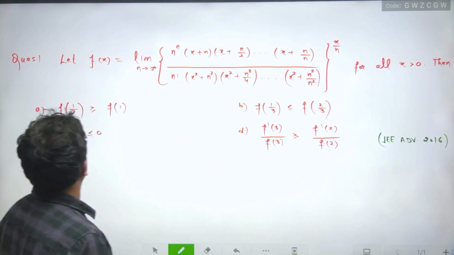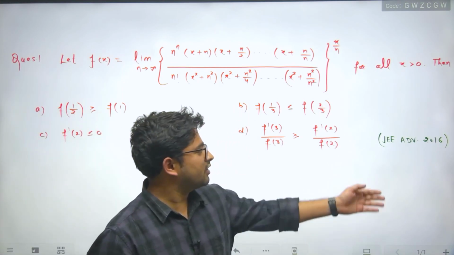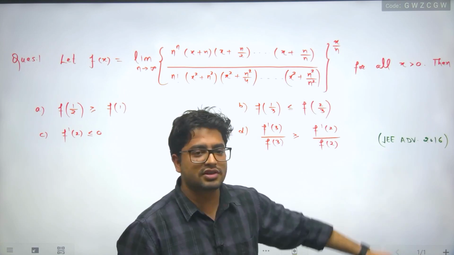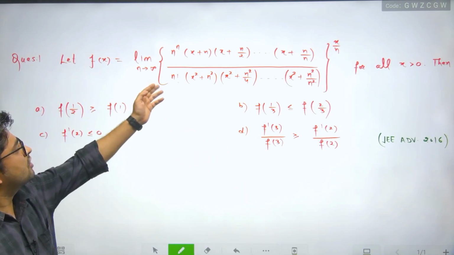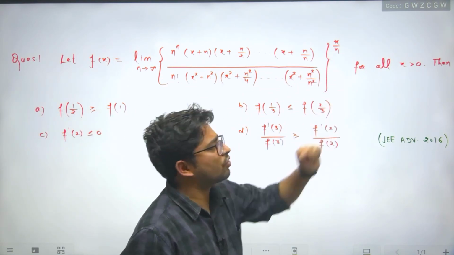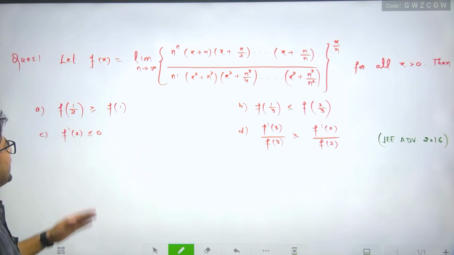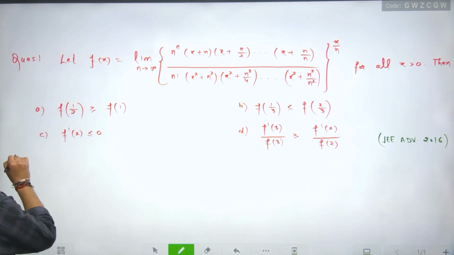Today we'll discuss the toughest question of IIT-JEE in history, from the year 2016. The question: let f(x) be equal to limit n tends to infinity of n^n and this thing to the whole power x by n, for all x greater than 0. You have to find the correct options, and this is a multi-correct question. So let's start with this.